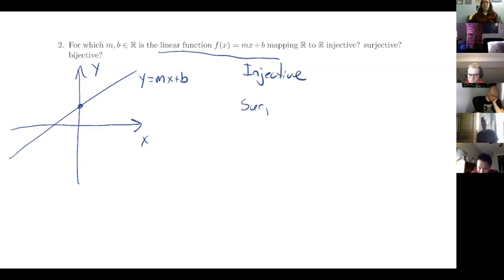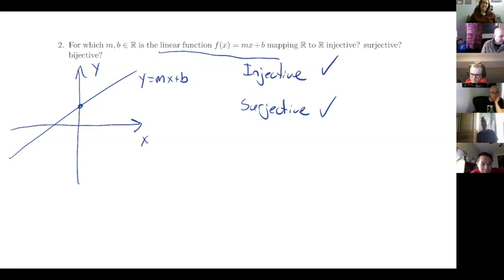Is this surjective? Yes, it is, right? Same idea as the x cubed minus x. It's continuous. We're going off to positive infinity on one side and negative infinity on the other, so we have to hit everything in between. This is not true for all values of m and b.